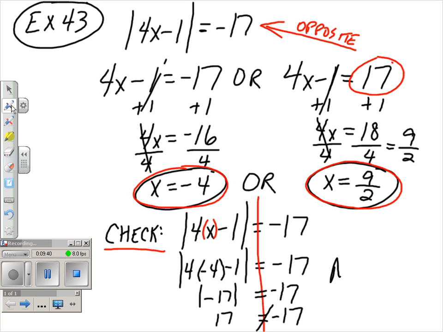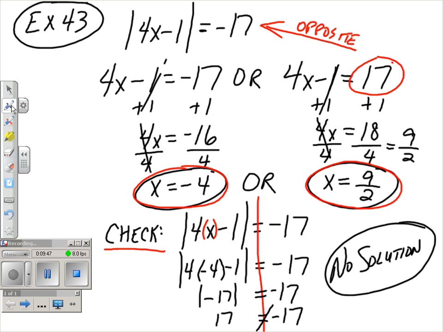And so after doing all that work, we come up with the same answer: no solution. But it's quicker if you just recognize that absolute value cannot equal a negative number. Remember, we're measuring distance. Absolute value measures distance, and distance is always positive.